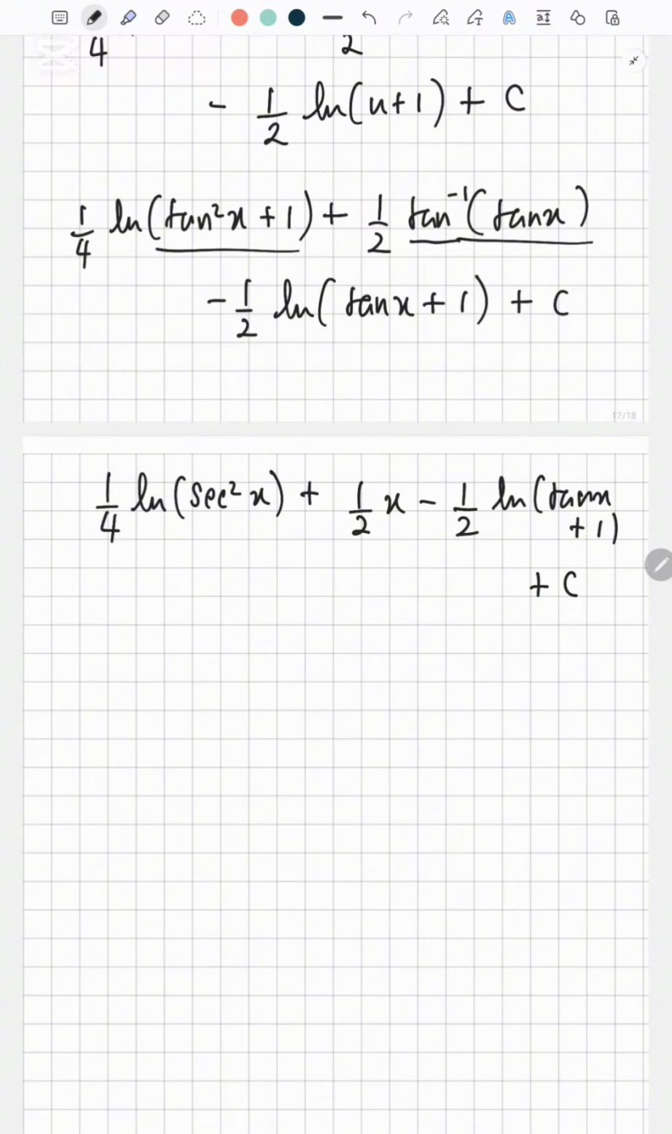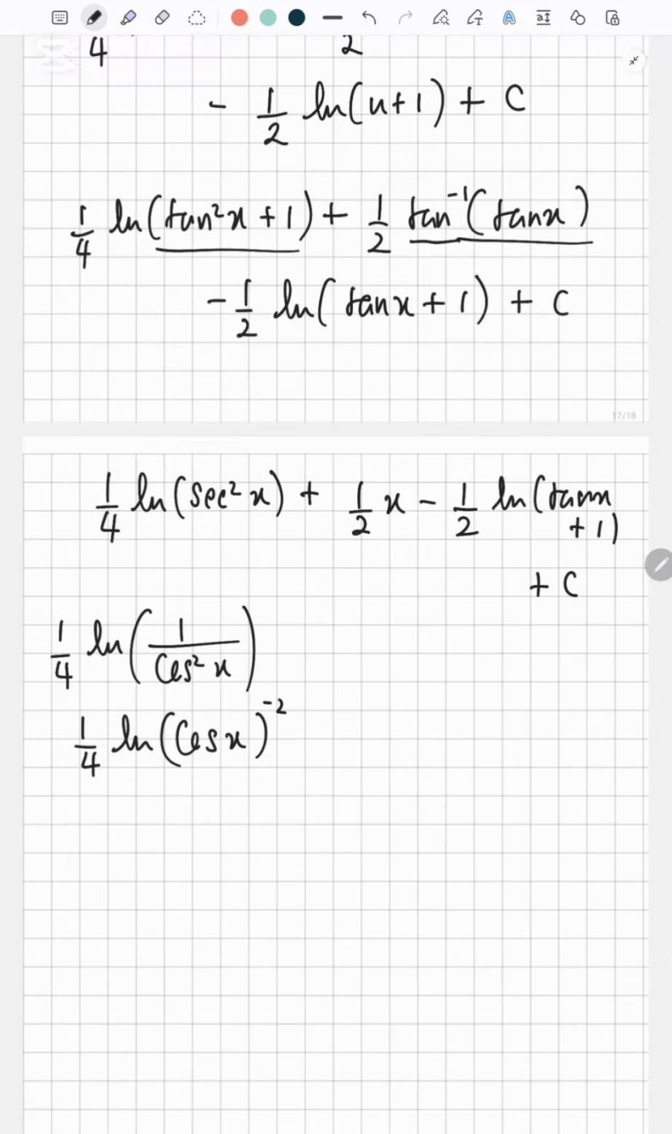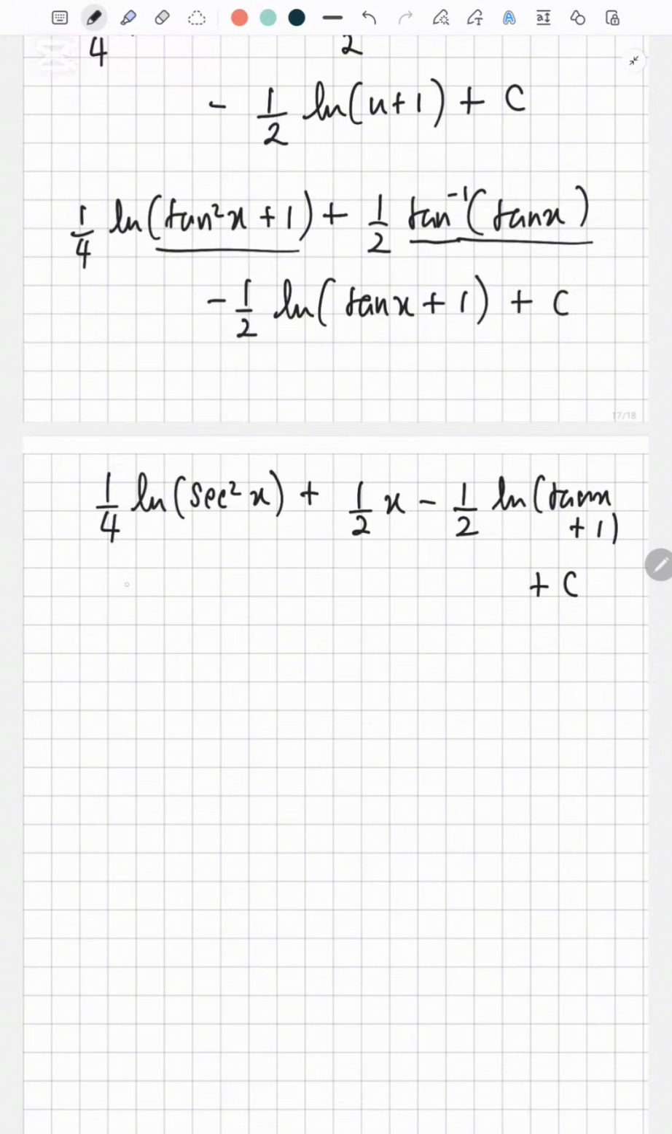Now we can simplify this further. So 1 over 4 ln, you can write it as 1 over cos squared x, right? Which you can rewrite again as ln of cos x to the power minus 2, right? So according to the logarithmic rules, minus 2 comes down, which makes it minus half ln cos x, right? So basically you can write 1 over 4 ln sec squared x as minus half ln cos x, okay, plus half x.